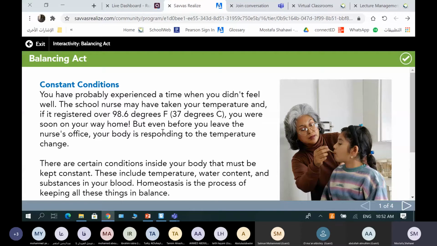Let's hold the screen a little. Can you see it? Yes.